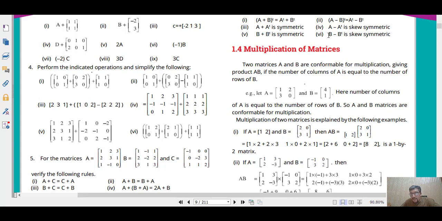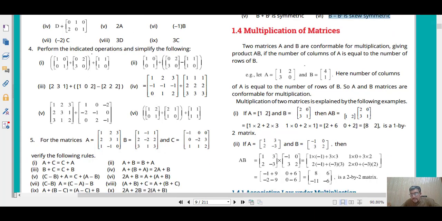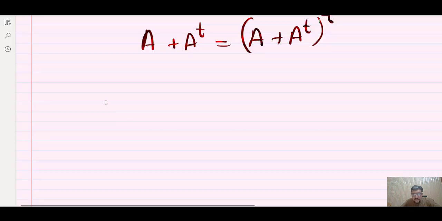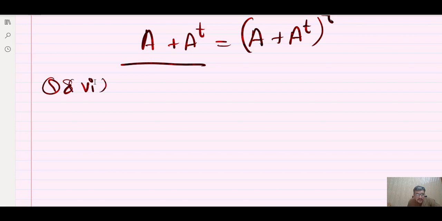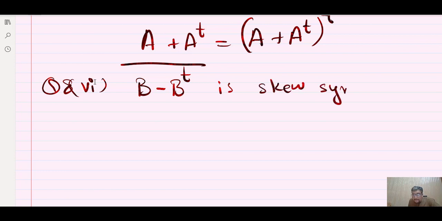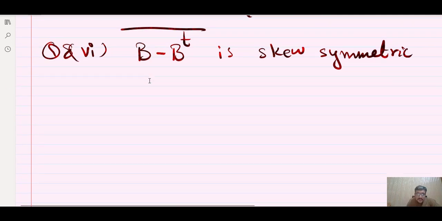So now we are going to solve skew-symmetric. So here I am going to solve part number 6, that is B minus B transpose. Question number 8, part number 6, that is B minus B transpose is skew symmetric. So always remember the concept of skew symmetric is that if you solve a matrix B, for example, you have a matrix B.